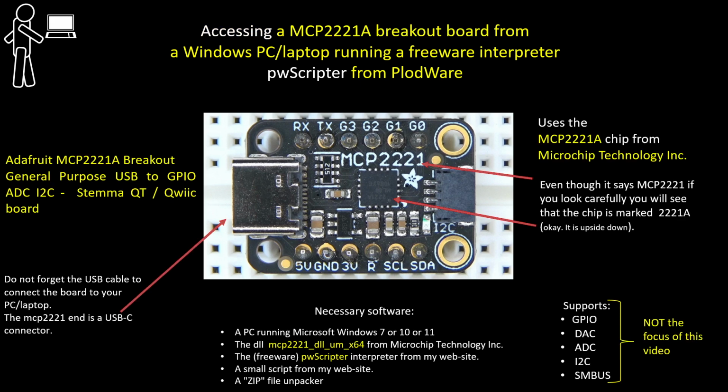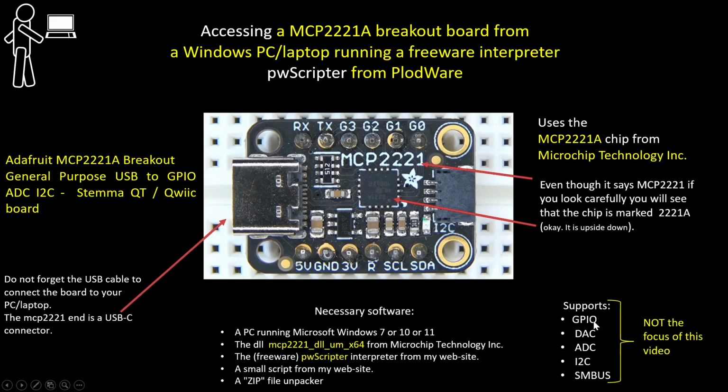This is the configuration that we're going to be playing around with. We've got an Adafruit MCP2221a breakout board. It uses the MCP2221a chip from Microchip Technology Incorporated. It's a little bit confusing that up here it only says 2221, but if you actually look here, it says 2221a. Okay, it's upside down, but you can't have everything. It's a very powerful little chip or board.